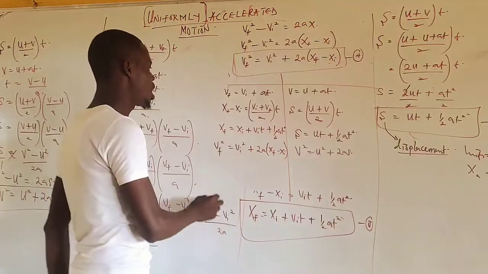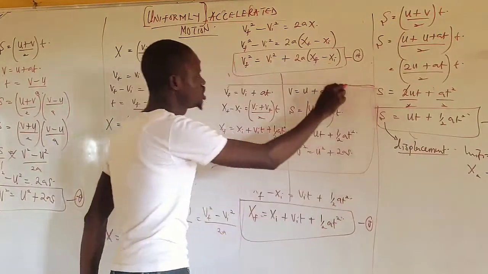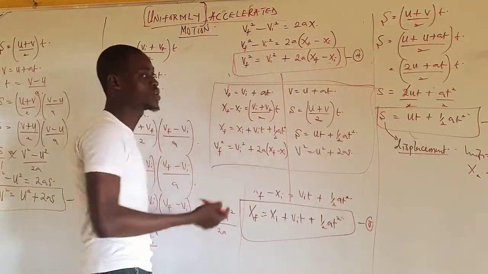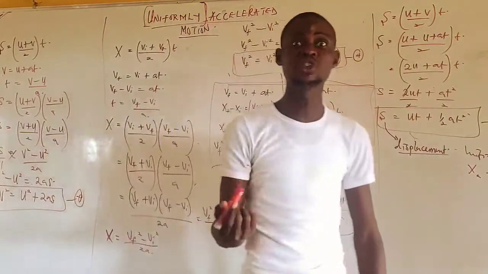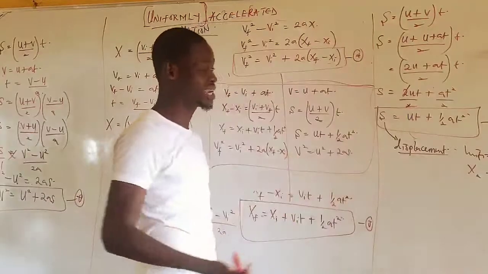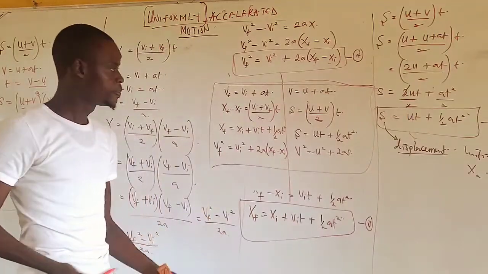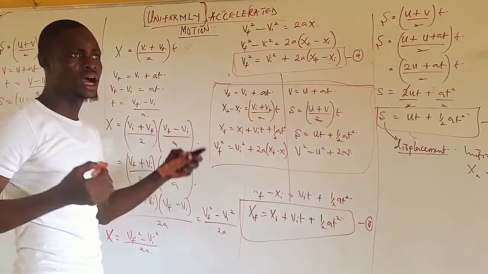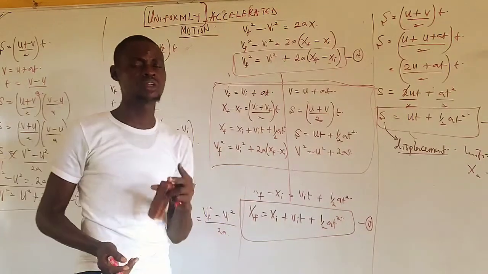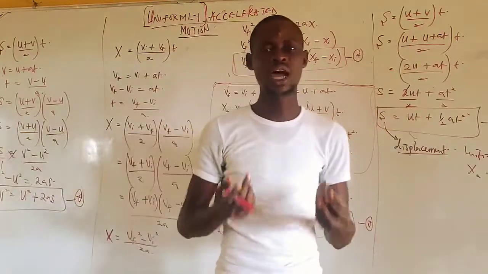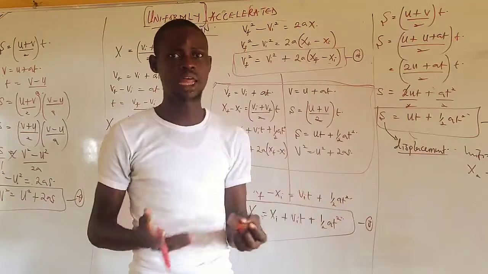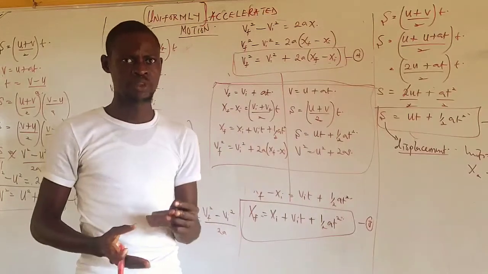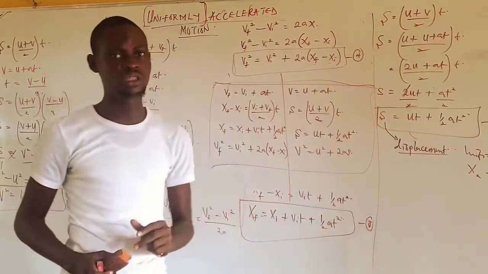Now, these are the four major equations of motion. In some countries, they call these the big four, and some use the big five because they include one last equation. These are the equations of uniformly accelerated motion. I promise I'll be explaining how I made use of these in JAMB, and how I was able to score 90 plus in my physics exam. I'll be showing you how I normally use this.